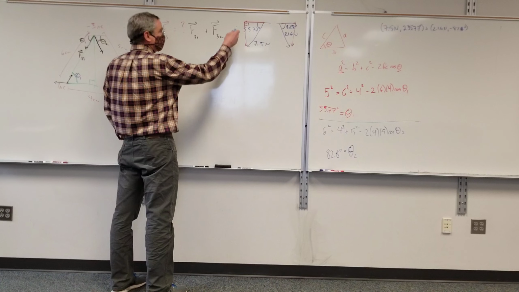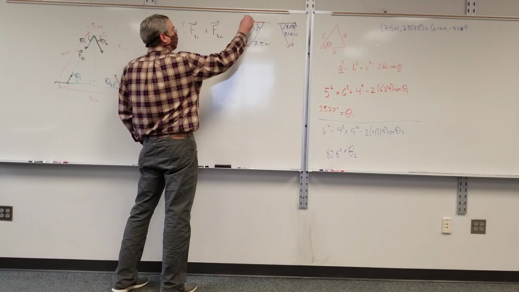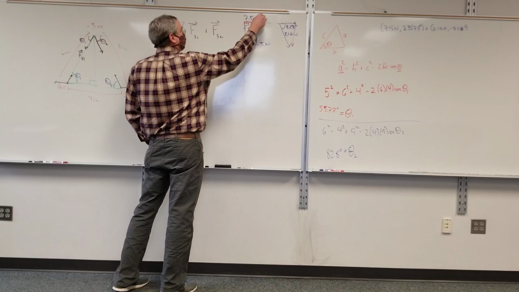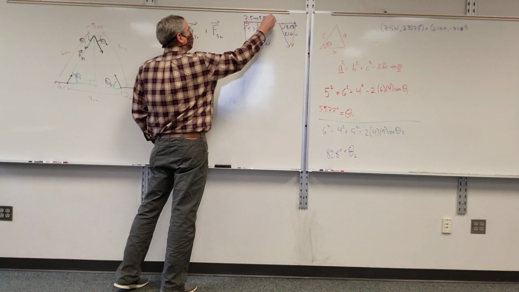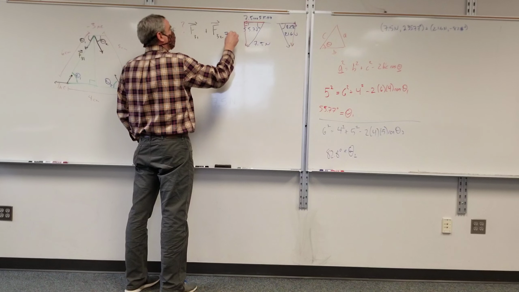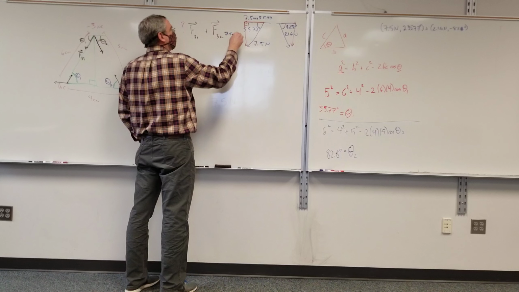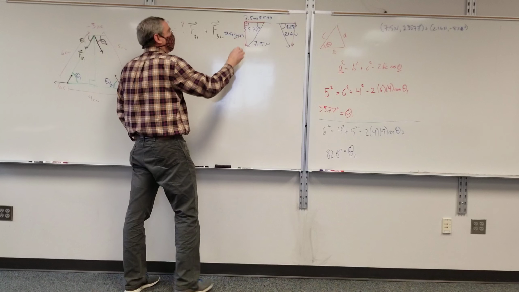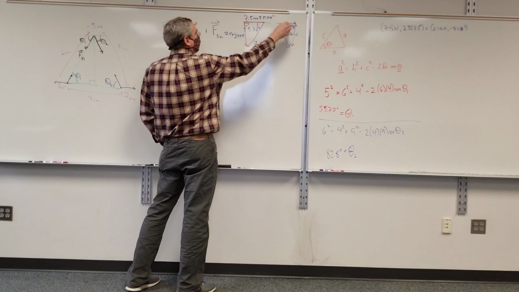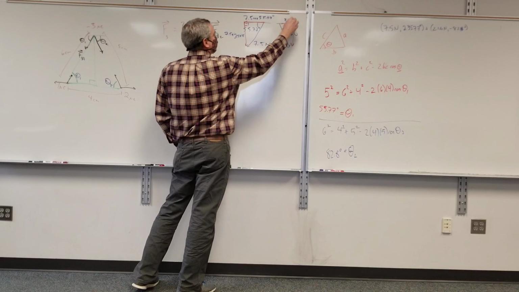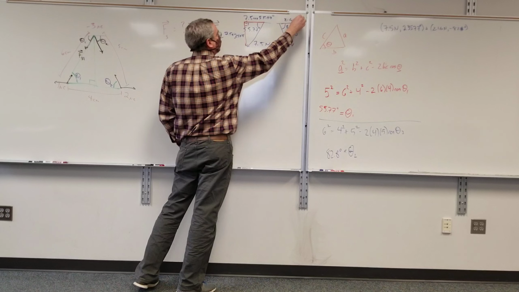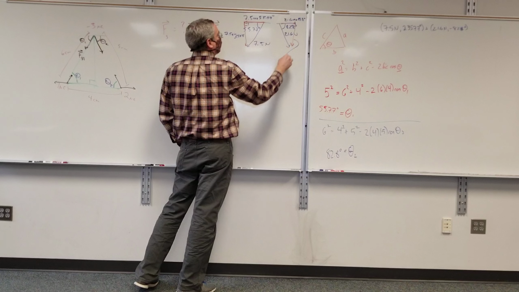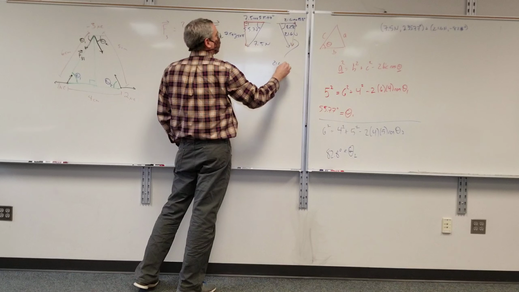So we are breaking this up into components, and so we have 7.5 times the cosine of 55.77 degrees, and 7.5 times the sine of 55.77 degrees. And then 21.6 cosine of 82.8 degrees, and 21.6 times the sine of 82.8 degrees.